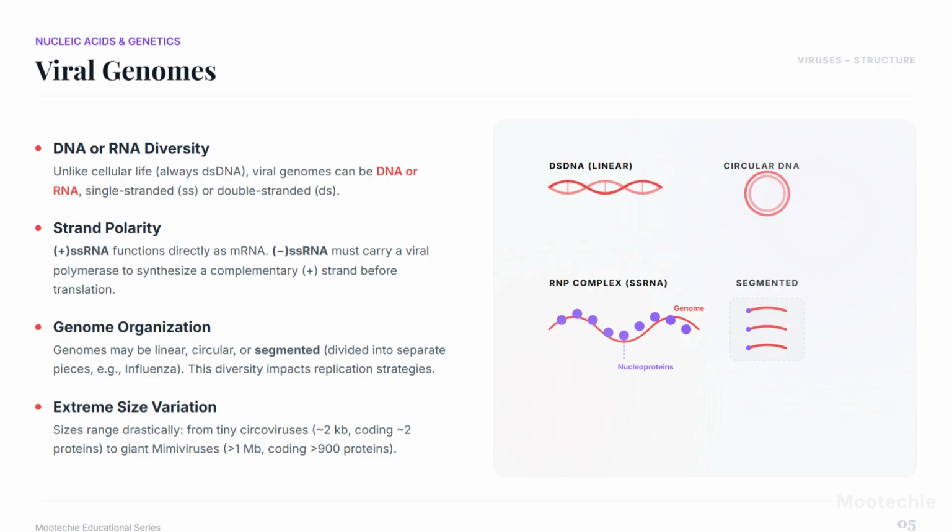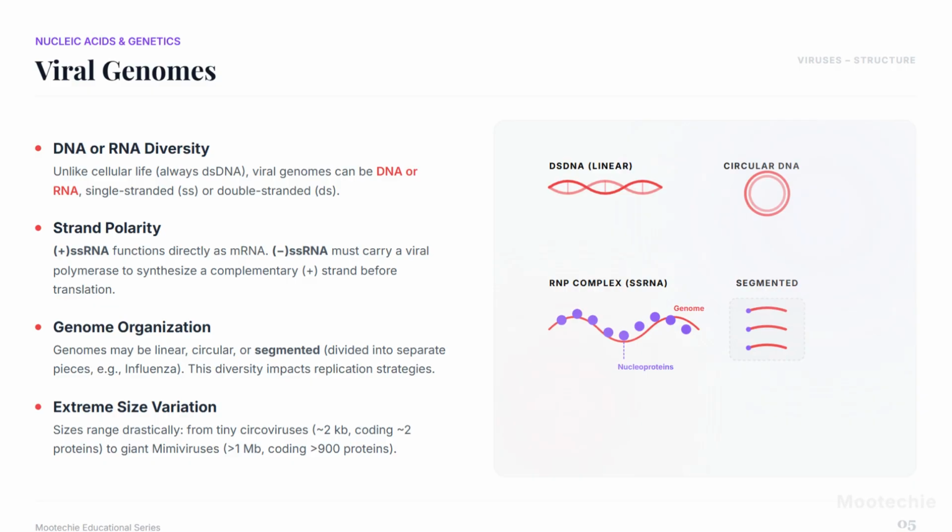Strand polarity is crucial for RNA viruses. Positive-sense single-stranded RNA can function directly as messenger RNA in the host cell. Negative-sense single-stranded RNA, however, must carry its own viral polymerase enzyme to make a complementary positive strand before proteins can be made. Genome organization varies.